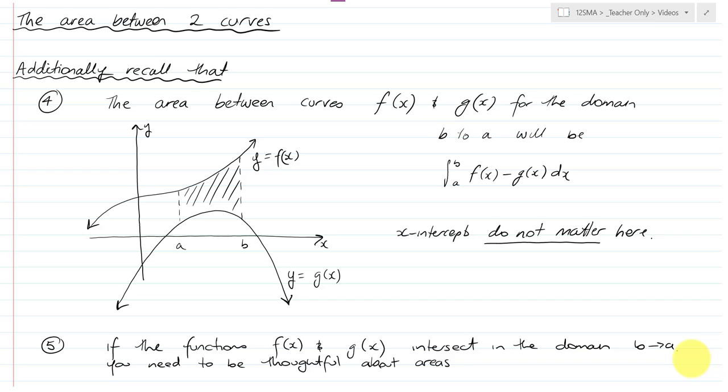So recall, and I've said additionally because it flows on from the previous lesson, recall number 4, that the area between curves f of x and g of x for the domain b to a will be the integral between b and a of f of x minus g of x dx.